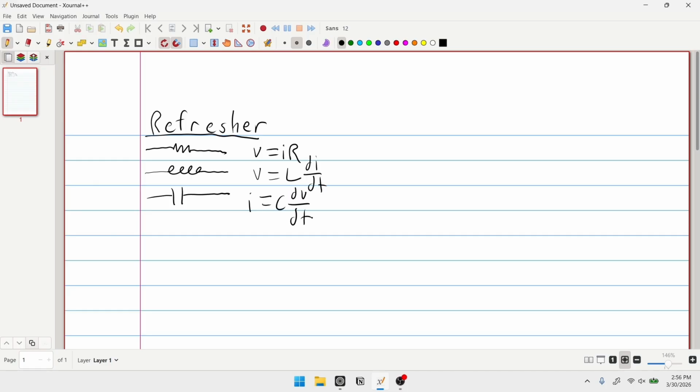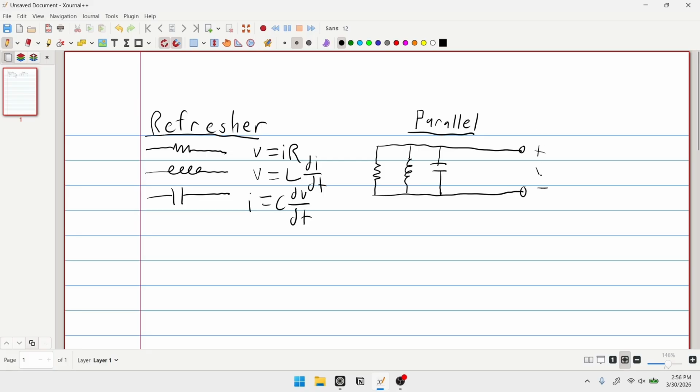Okay? And then a parallel RLC circuit is going to be where all the components share the same two nodes. So at the top here, draw a resistor, an inductor, and a capacitor, right? So this is parallel, and typically when we're analyzing these circuits, we're looking for the voltage across here.